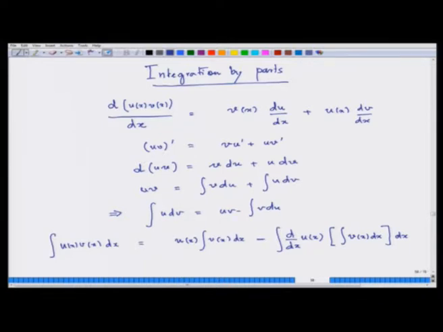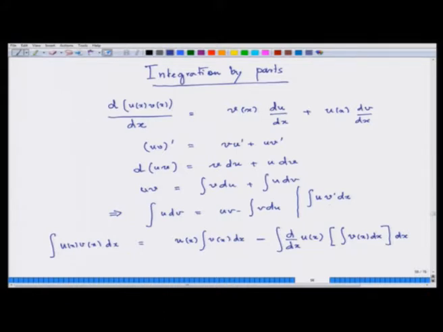Now, let me see how I translate this whole thing. Here, I just write the integral of u dv. So, instead of u dv, I write dv as v' dx. You see, I have here written in terms of v and u, but here I am writing the same thing essentially in terms of x, because u and v are essentially functions of x. So, u v' dx.